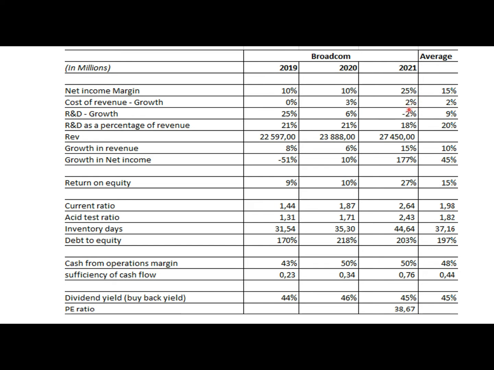So they really reined in costs, and this reining in of costs has protected margins. We've seen margins have ballooned, but also look at that, a return in the form of growth in revenue. So that is a good sign right there.